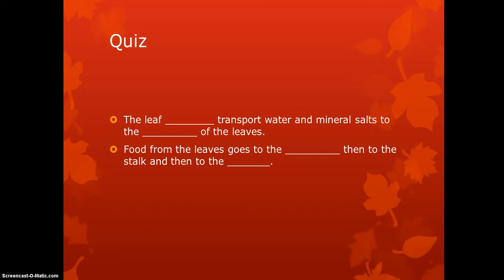Try and answer the following questions and fill in the blanks. Do you get it right? The leaf veins transport water and mineral salts to the cells of the leaves. Food from the leaves goes to the veins, then to the stalk and to the stem.